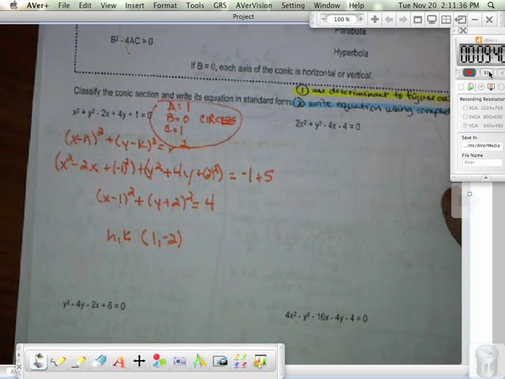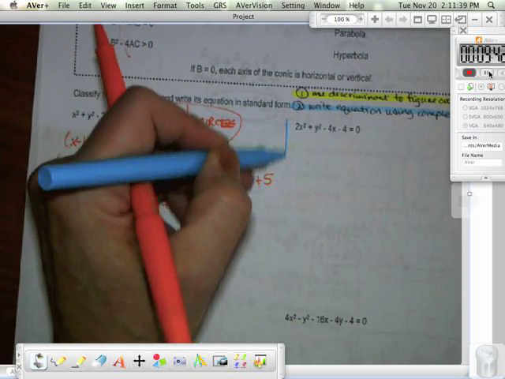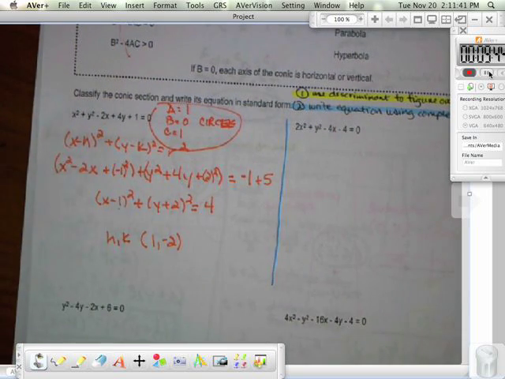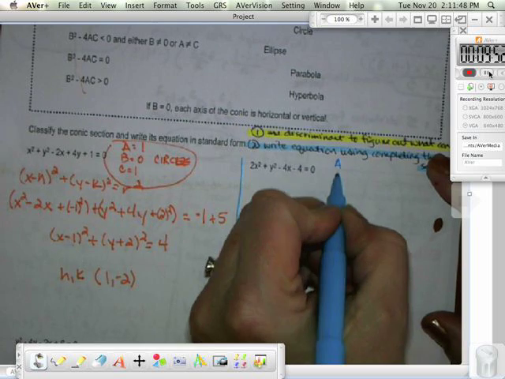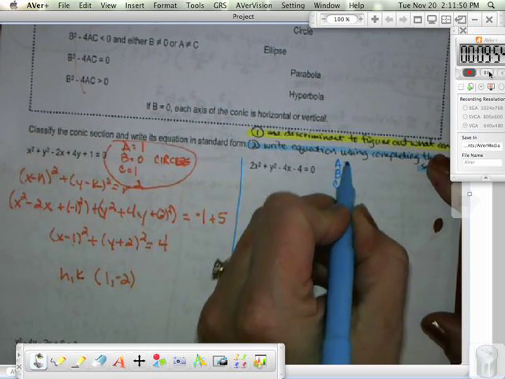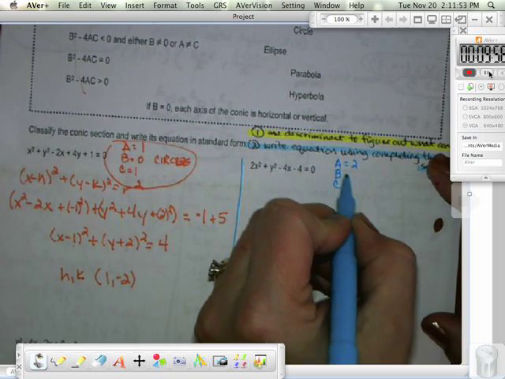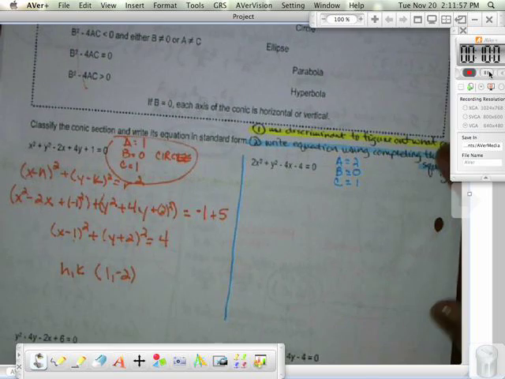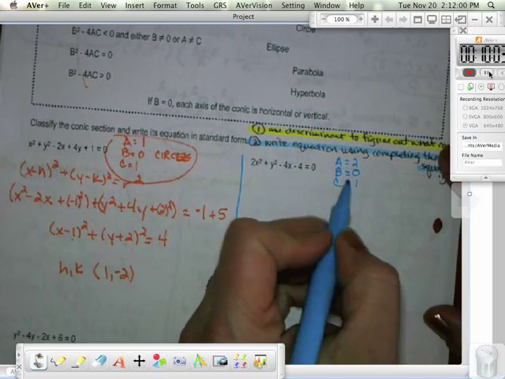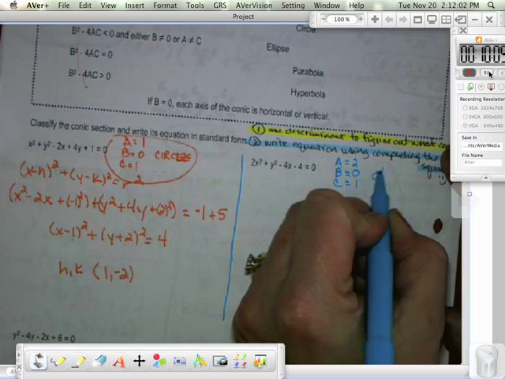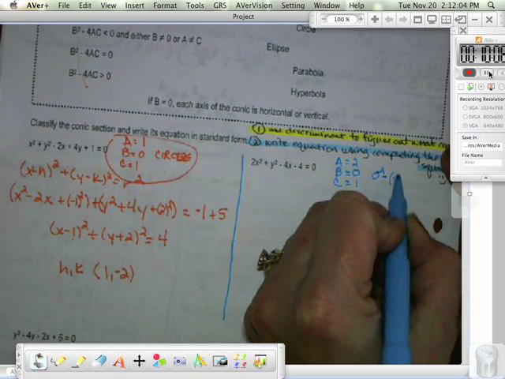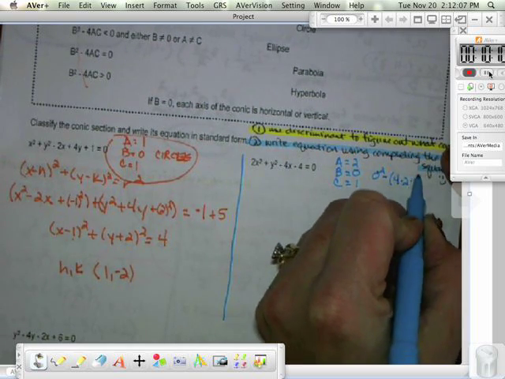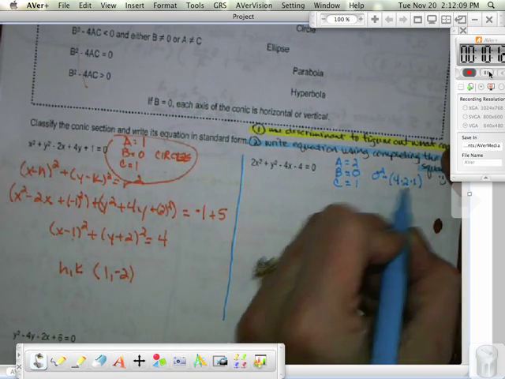All right, let's do this next one. So the first thing I'm going to do is identify what kind of conic it is by using the discriminant. So let's say A, B and C. A is in front of x squared, that's 2. B, there is no xy, so 0. And C is 1. So if I do B squared minus 4AC, I have 0 squared minus 4 times 2 times 1. That would be 0 minus 8, negative 8.